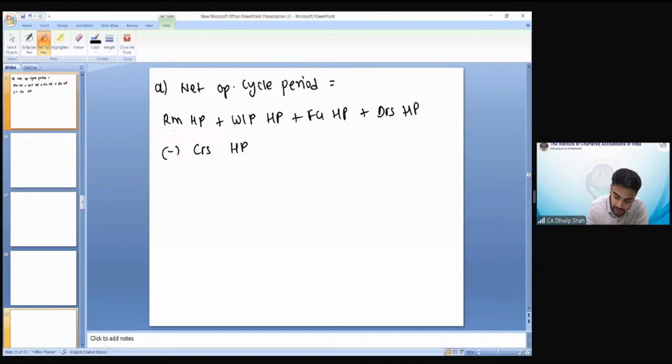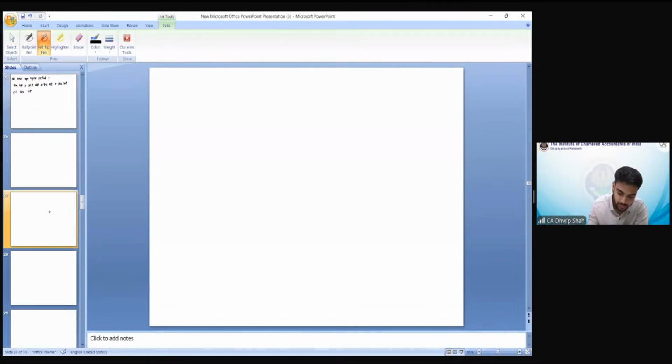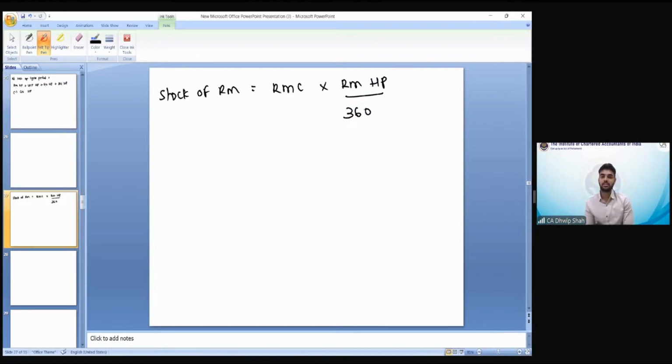Now, next step, we have formula for all these components, for all these variables. We can create a formula. जैसे हमारा formula क्या था? Stock of RM. What was the formula of stock of RM? Can I say it was nothing but RM consumption into RM holding period divided by 360, because here it is in days and it is assumed that 360 days in a year. ठीक है?